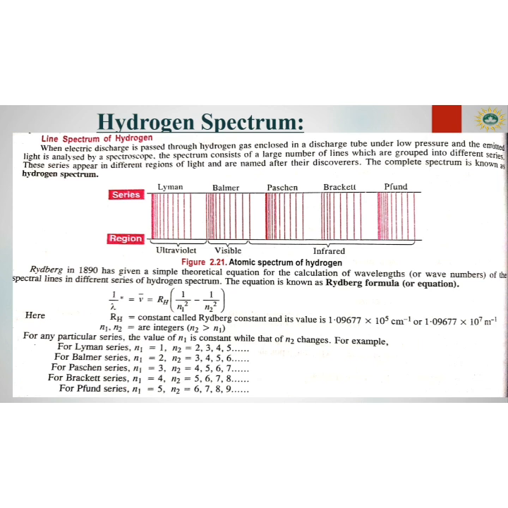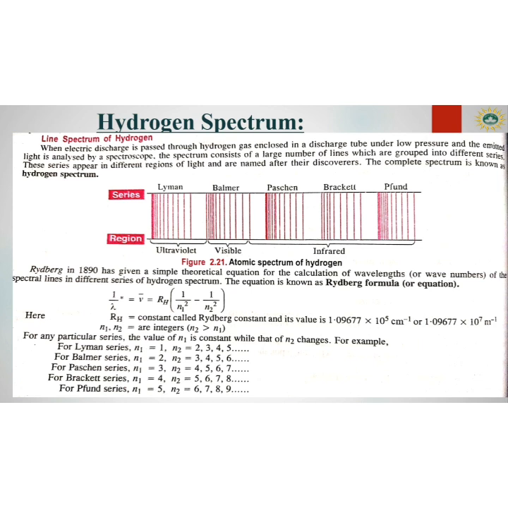Now, Rydberg in 1890 gave a simple theoretical equation for calculation of wavelengths of the spectral lines in different series. The equation is known as Rydberg equation. Now what is the equation? 1 by lambda, 1 by lambda means wave number, nu bar. So wave number is equal to RH into (1 by n1 square minus 1 by n2 square).